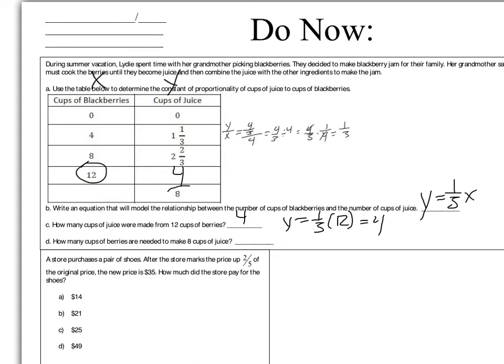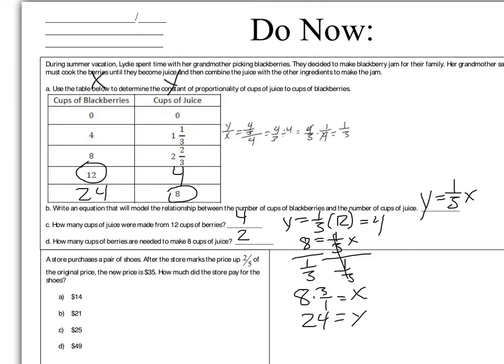And how many cups of berries to make 8? So that's in the y category. So y is equal to 1/3 times x. So we need to divide by 1/3, which is the same thing as multiplying by the reciprocal, which is 3 over 1. 8 times 3 over 1 is equal to x. So 24 is equal to x. So again, it's that very basic process. Find the unit rate, write the equation, plug in, and solve.